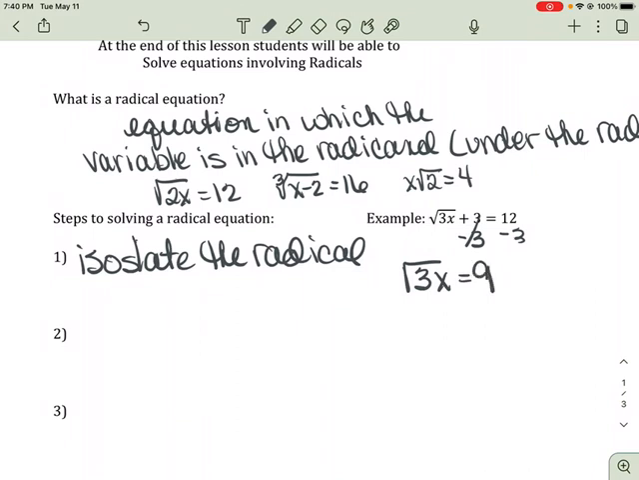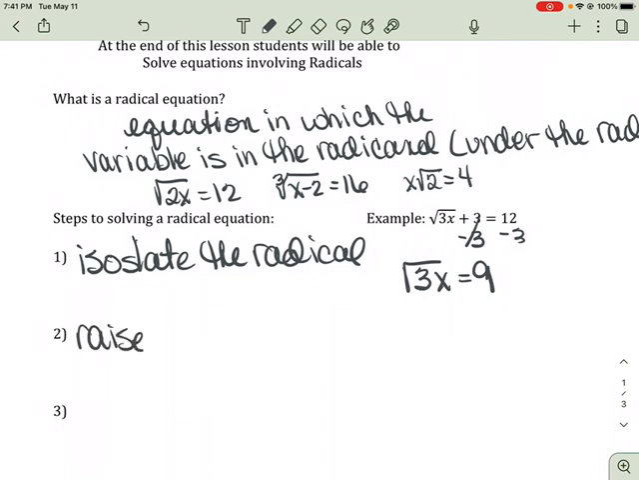Okay, so our next step would be to raise, or square, cube, or take to the fourth, both sides of the equation. You can't just do one, you've got to do both. Remember, what's happening on one side of the equation has to happen on the other. In this case, we're squaring both sides because we're dealing with the square root. If it was a cube root, we'd cube both sides. If it was a fourth root, we would take it to the fourth. So we raise both sides of the equation to the appropriate power.